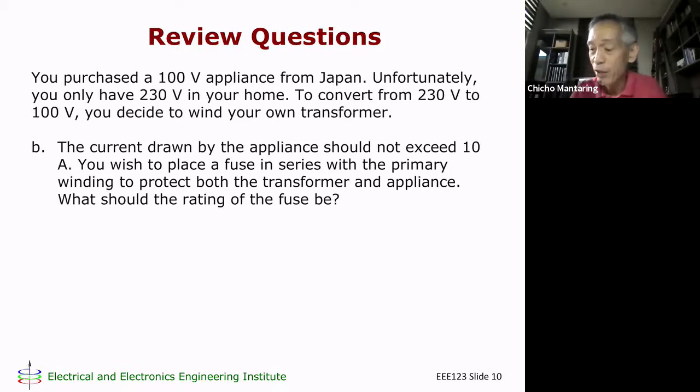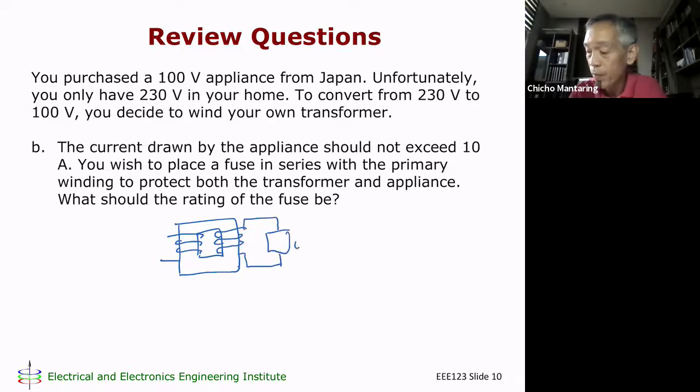So what is the scenario here? We have our transformer. This is our transformer. So you have your primary, and you have your secondary here. So here, I have my load. And then this is 100 volts. And what the problem is saying is we should not allow the load current to exceed 10 amperes. So IL max is equal to 10 amperes.